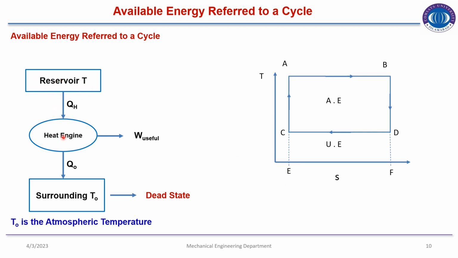So here is the schematic diagram of a heat engine. There is a reservoir at a certain temperature T. The heat engine is absorbing QH amount of heat from the reservoir at temperature T and producing W useful amount of work, whereas the heat engine is rejecting Q naught amount of heat into the surrounding at a temperature T naught. As we have discussed, the surrounding or atmosphere is termed the dead state. For the dead state we usually represent the temperature with T naught and pressure P naught.